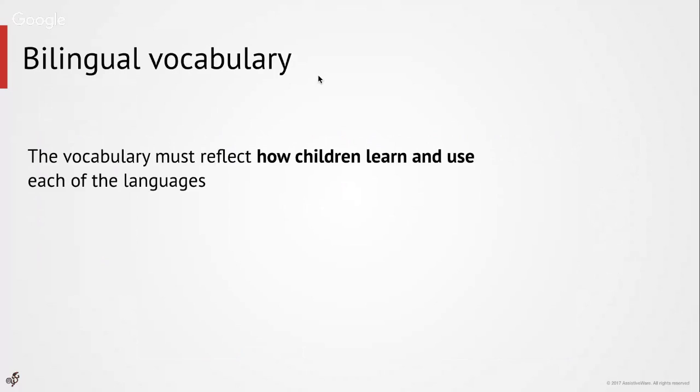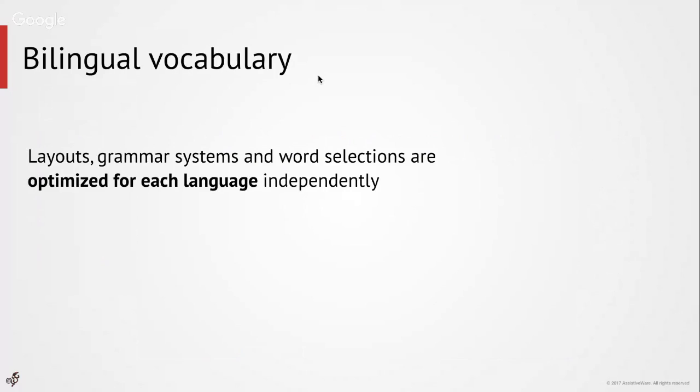What are their first sentences? What kind of constructions do they tend to favor? In which order do they typically acquire the different features of the language? All of those things need to be represented in your vocabulary. Also, layout, grammar systems, and word selections are optimized for each language independently. So different languages normally mean different layouts, different grammar systems, and different motor planning. So you should try to make both languages share as much motor planning as possible.